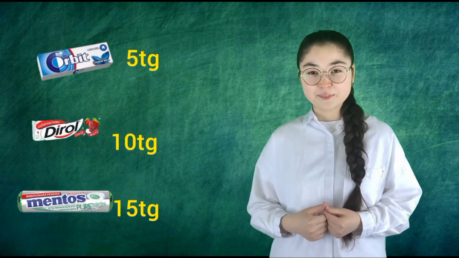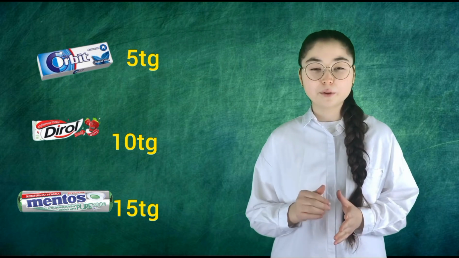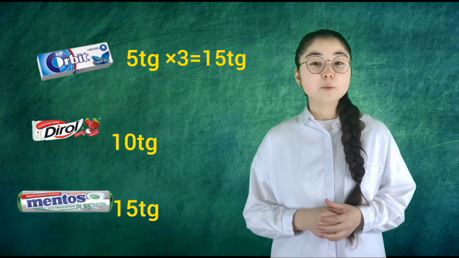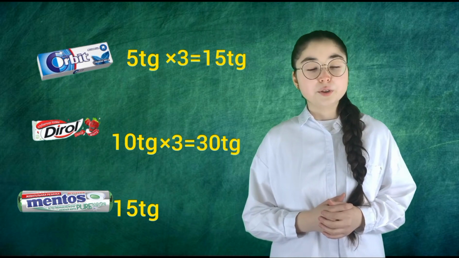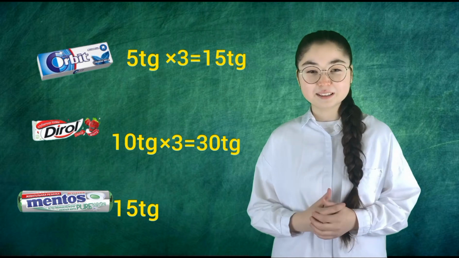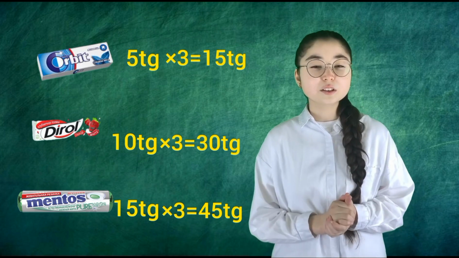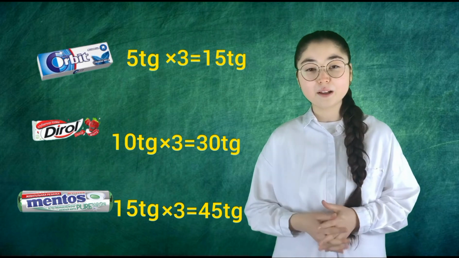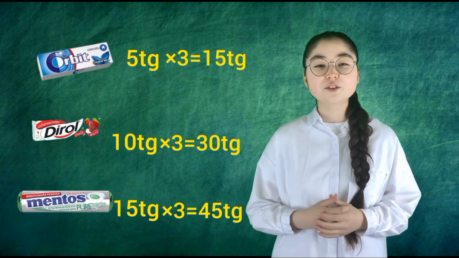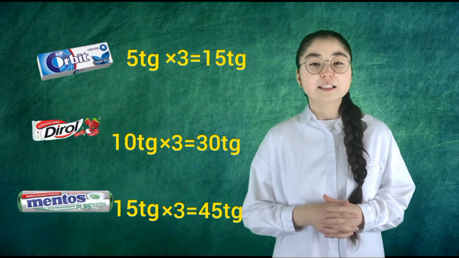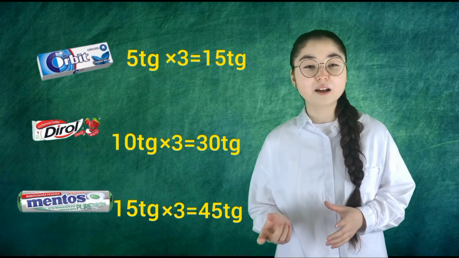To understand the topic easily, let's consider an example. There are three types of bubblegums: Orbit, Dirol, Mentos. The Orbit costs 5 tenge, and we buy 3 Orbit for 15 tenge. If you buy 3 Dirol, it will be 30 tenge. If we buy 3 Mentos, it will be 45 tenge. As we can see, the total price of each kind of bubblegum changes when we change the cost of bubblegum. It means the total price depends on the cost of bubblegum.